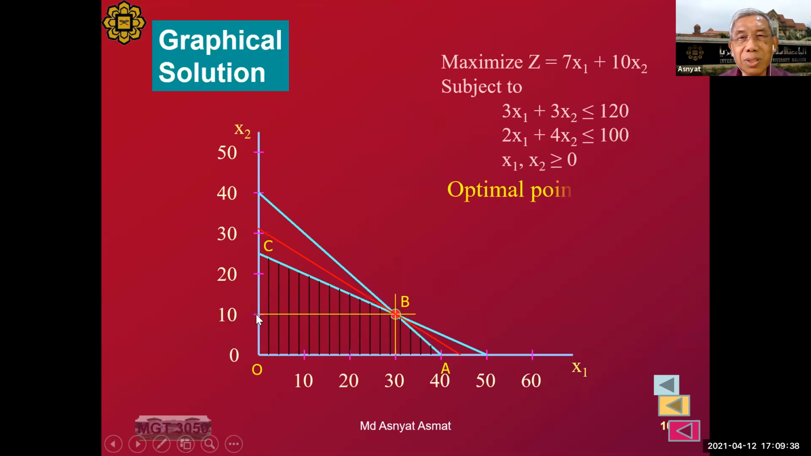So the solution using the graphical method is 30 chairs, 10 tables, x1, x2, and the profit, if you substitute this into this objective function, you get 310. Okay, let's use this for our illustration in simplex.